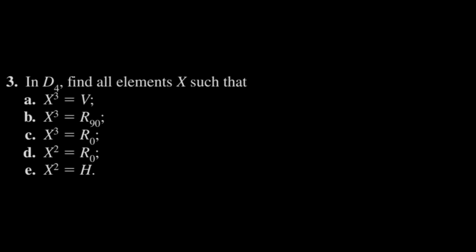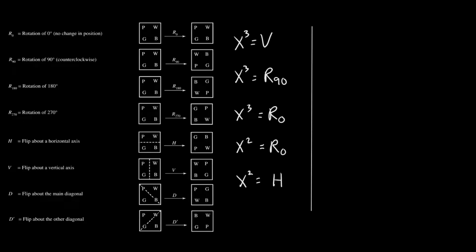Okay, third question. In D4, find all elements X that satisfy these properties. So here on the left, I have all of the elements in D4. For this first part, we want to find any element that when you do it 3 times, you end up with a vertical flip. So that's just a vertical flip. And for the second part, we can rule out any flips because you can't do a flip 3 times to end up with a rotation. That's impossible. So it's just R270. And for this third part, that's just the identity.